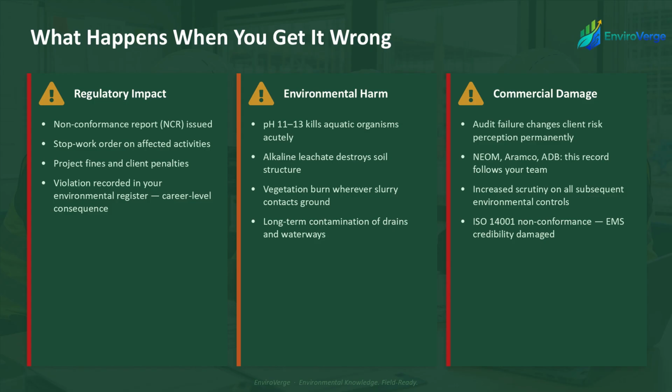Environmental. At pH 11 to 13, alkaline slurry is acutely toxic to aquatic ecosystems. It raises water pH beyond survivable range for fish and invertebrates, breaks down the clay particle bonds that give soil its structure, and causes visible vegetation burn wherever it contacts plant material. These effects are not quickly reversible. Commercially. One documented environmental audit failure changes how every future client assesses your team's risk profile. A single finding is manageable. A pattern is a procurement problem. These are not theoretical. They are real outcomes on real sites.